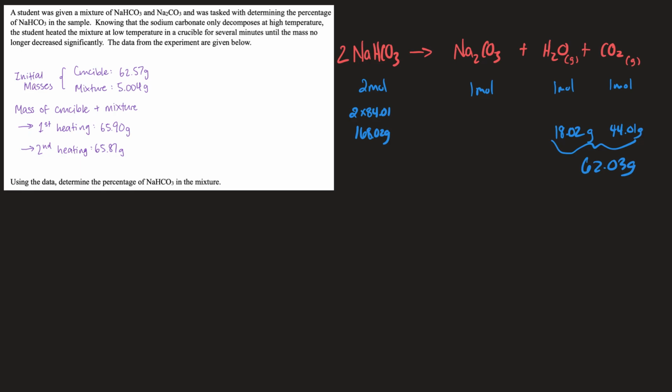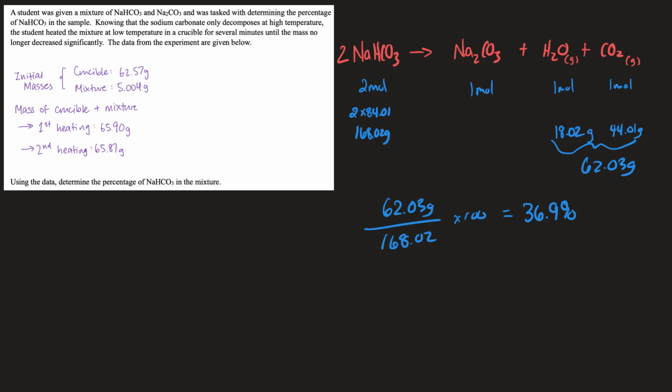Well, sometimes percentages are helpful. So let's see, 62.03 grams divided by 168.02 times 100. And we're going to get 36.9%. So when baking soda decomposes, 36.9% of the mass is lost.